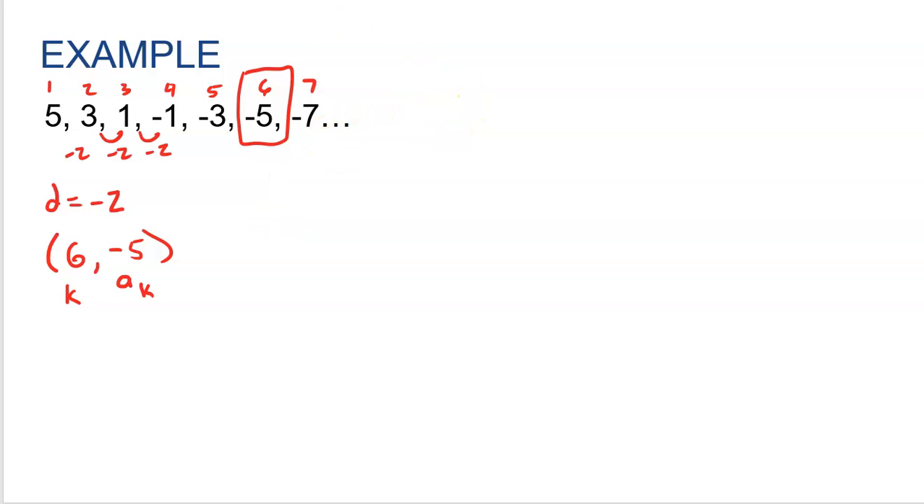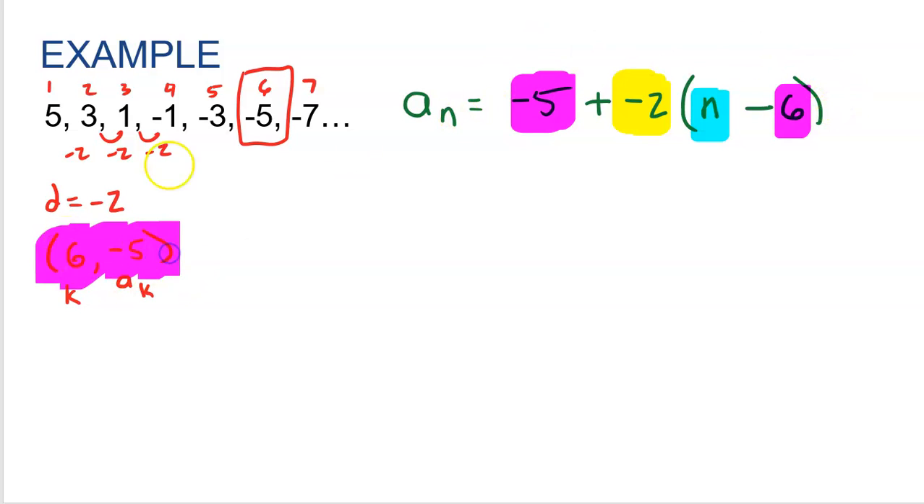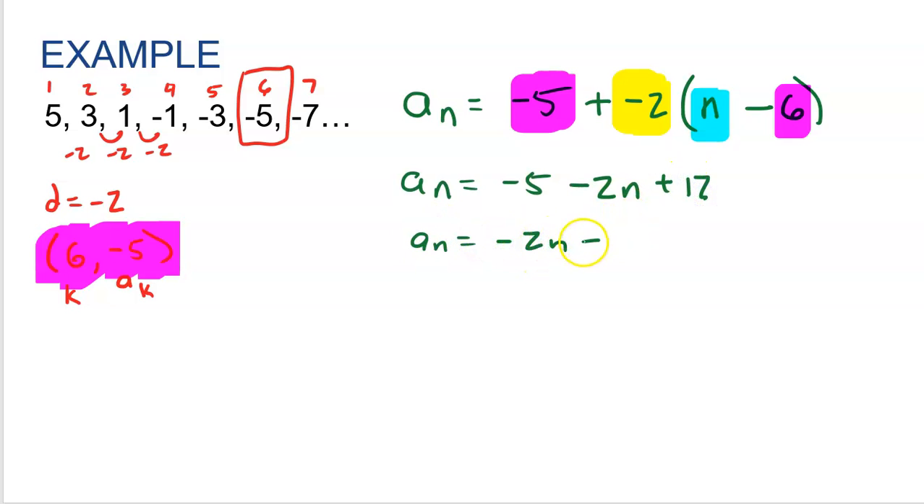All right, so here I go building this formula, nice and easy. A formula for any term I want is going to be negative 5, that's the output of the point I picked, plus negative 2, that's my common difference, times n minus 6. Once again, rate of change, variable, and then the 6 and the negative 5 is the input and the output from the point that I chose to use. Then all I got to do is clean this up, distribute. I get a negative 2n and a positive 12. Combining like terms, I get negative 2n plus 7. Negative 5 and 12 makes a 7.